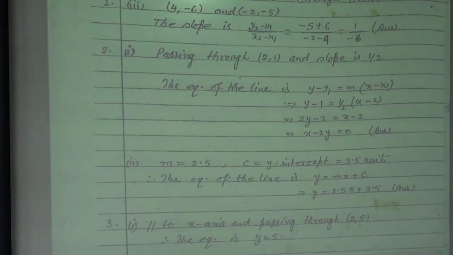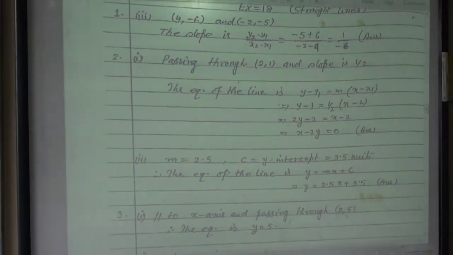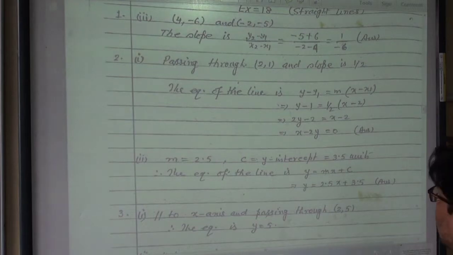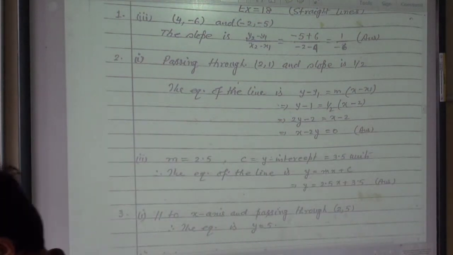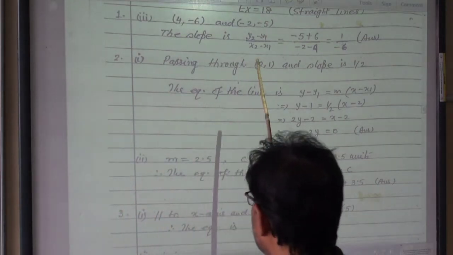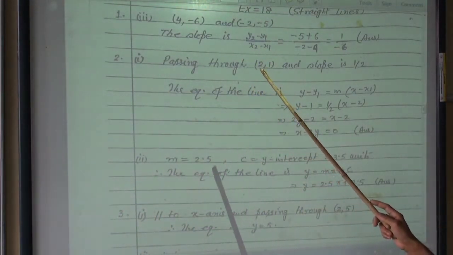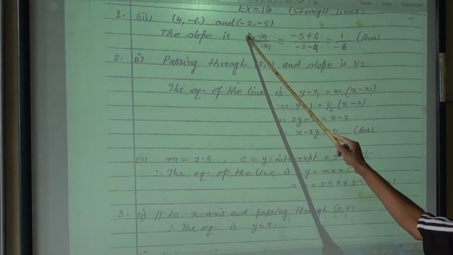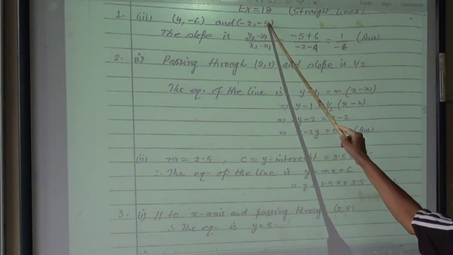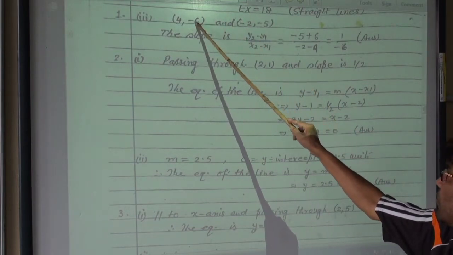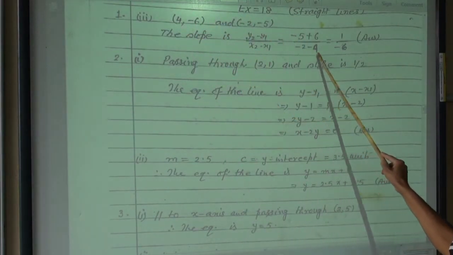Next is exercise 18, straight line. The question is you have to find out the slope. The slope formula you have done in class 10. The slope of the line segment joining 2 points is y2 minus y1 over x2 minus x1, where the points are x1 y1 and x2 y2. That's what I have done here.